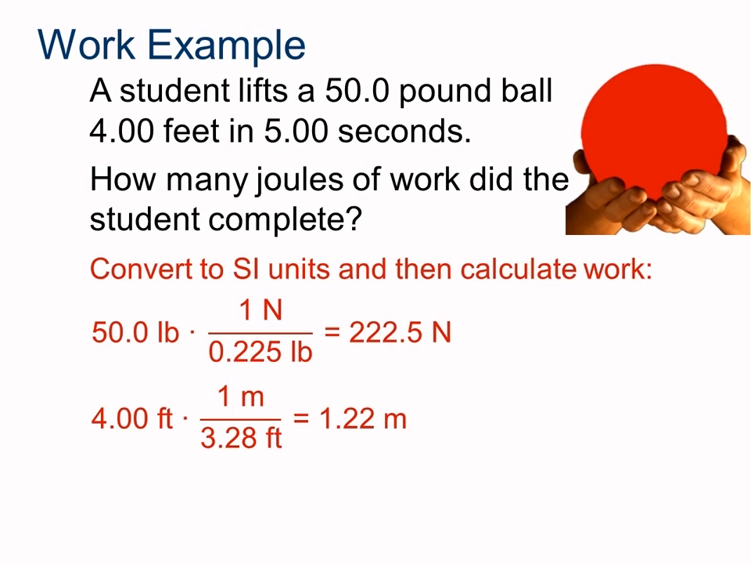So let's multiply those together: 222.5 newtons and 1.22 meters. And we get an answer of 271 joules. So 271 joules of energy were used to apply a force of 222.5 newtons to move that ball 1.22 meters. And now that ball has 271 joules more energy. If we lifted it straight up, it has 271 joules of potential energy that could maybe be used for something else. We'll talk about potential energy in a few slides.